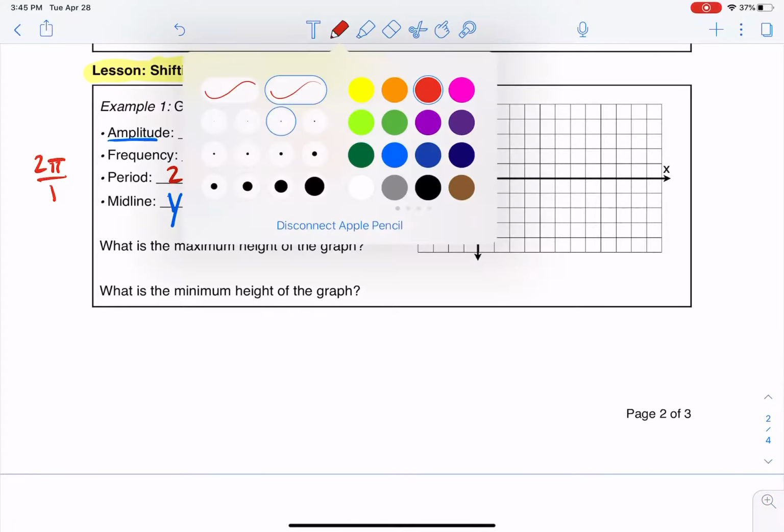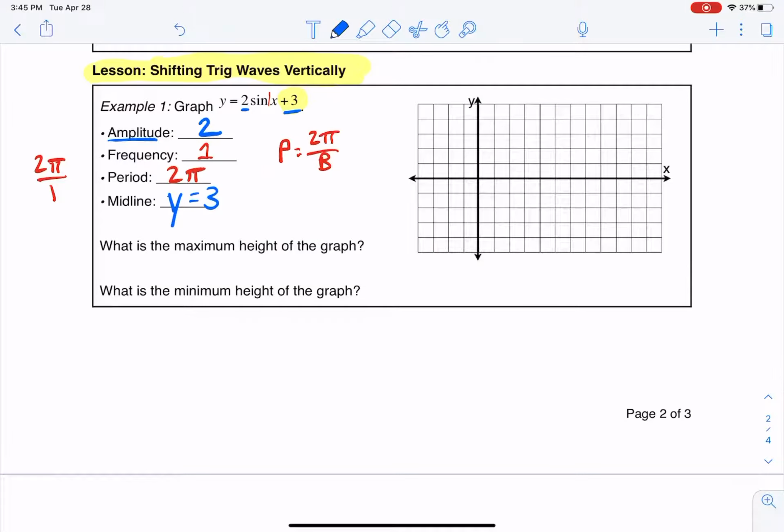To sketch it, I'm going to start by sketching my midline. My midline is at 3, so I'm just going to draw my midline here at y equals 3. The maximum of the function is 2 units above that because the amplitude is 2. So I'm going to draw another dashed line for my maximum value, and I'll write a 5 there. My minimum value is 1, so that's 2 units below the midline.